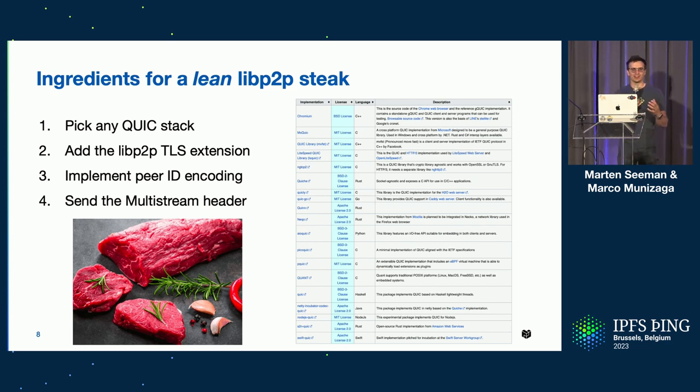All right, so we talked about what the ingredients are for a lean libp2p stack. Just to recap, we can build any interoperable libp2p client with just these four things. We pick any QUIC stack; here on the right we have the Wikipedia entry for QUIC implementations. We add the libp2p TLS extension, which is how libp2p ties peer IDs to the TLS certificate. Then we implement peer ID encoding, that slash p2p stuff. And then we send the multistream header when we negotiate streams in QUIC.